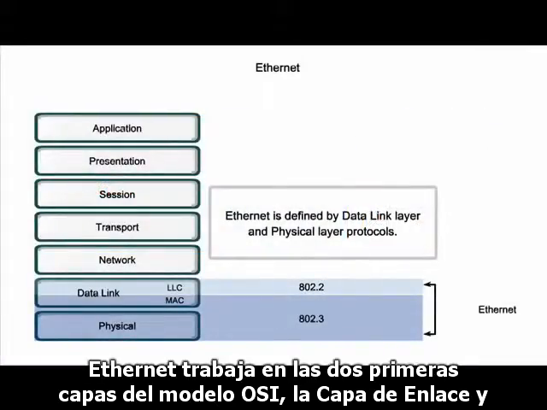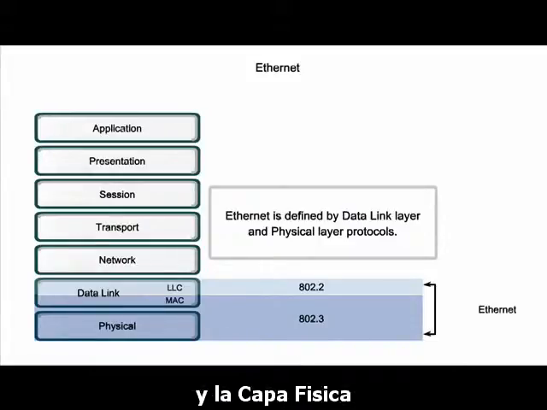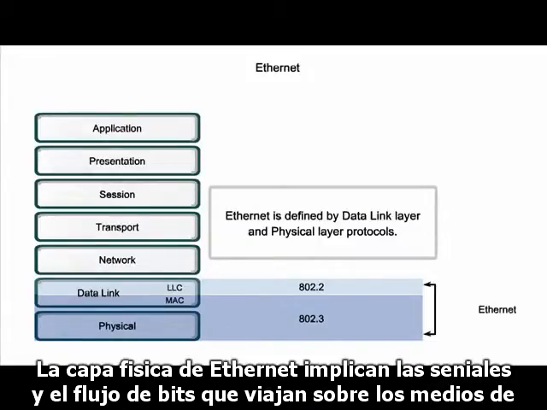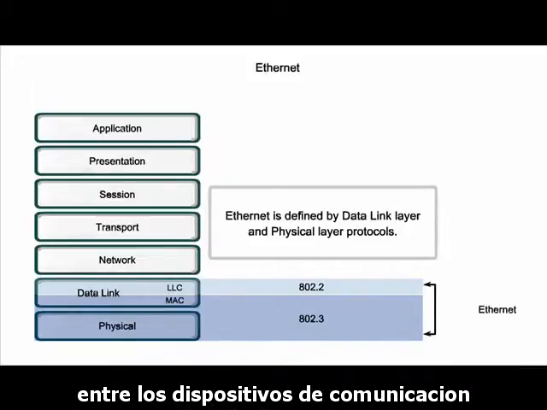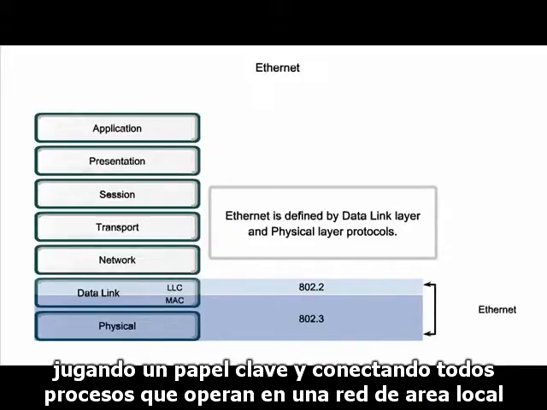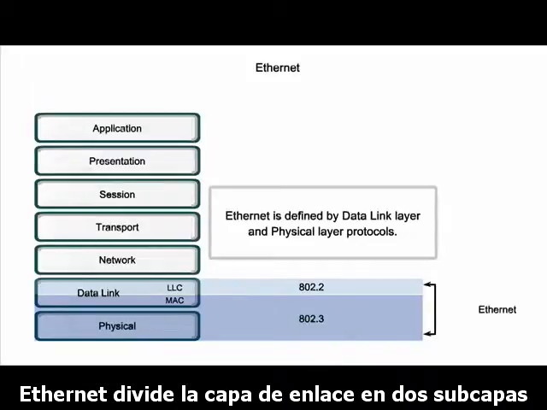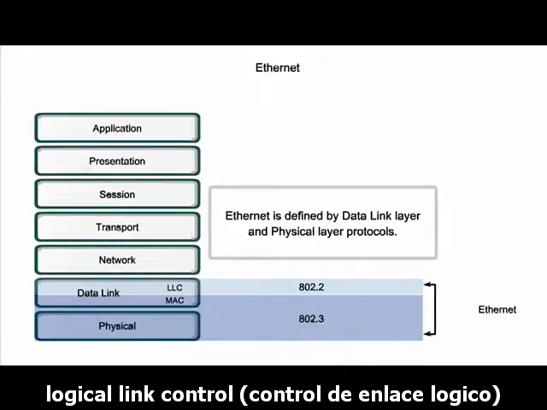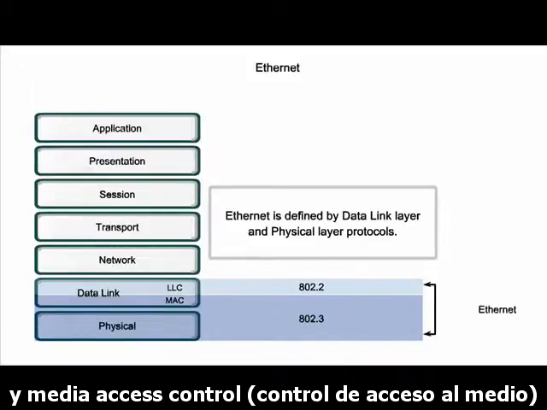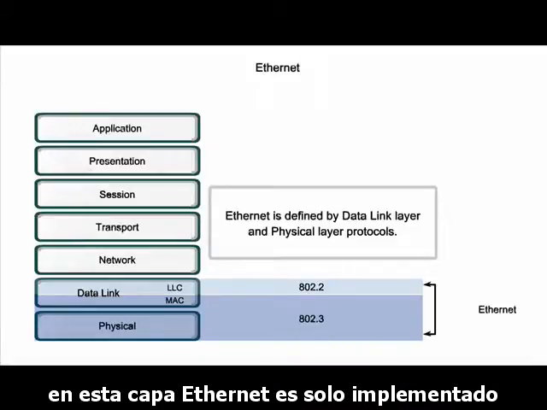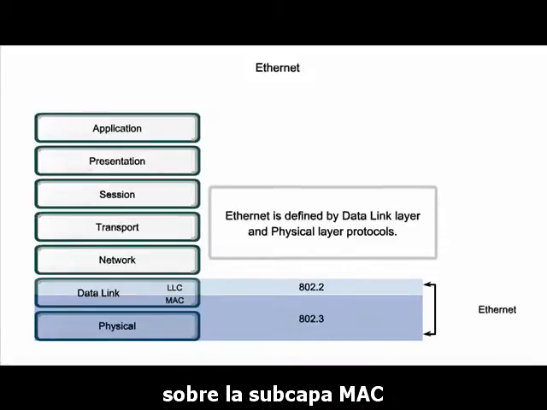Ethernet has responsibility at the lower two layers of the OSI model, the data link and physical layers. At the physical layer, Ethernet involves signals and bit streams that travel on the media between communication devices, playing a key role in connecting all end devices that operate on a local area network. Ethernet divides the data link layer into two sublayers, logical link control and media access control. At this layer, Ethernet is only implemented on the MAC sublayer.